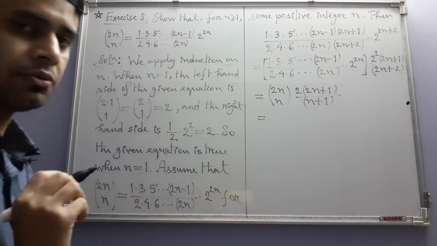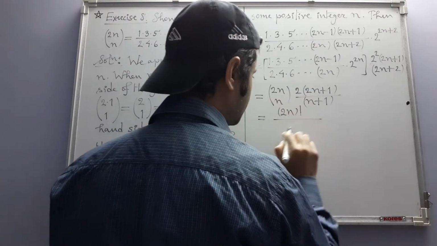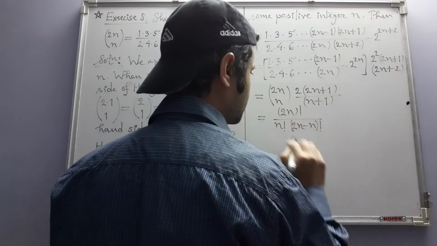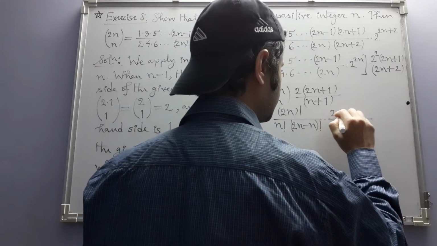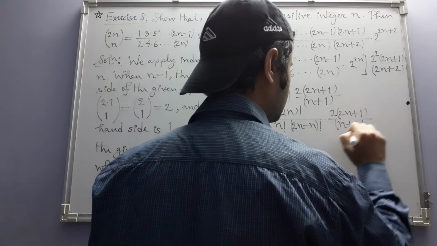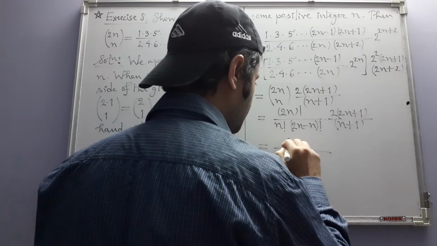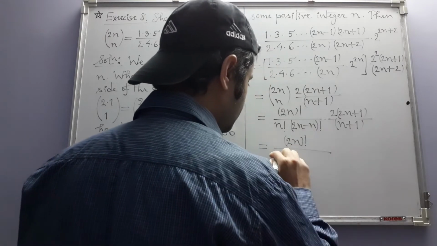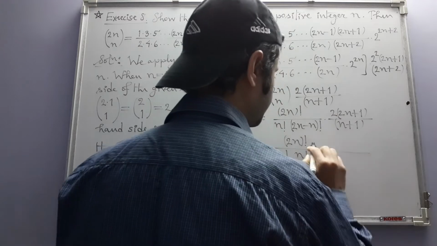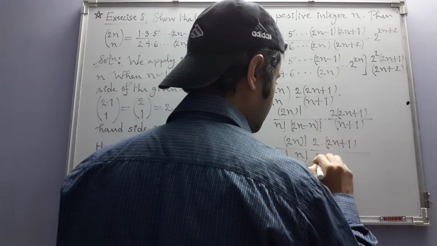Now we use the definition of this binomial coefficient. 2n factorial divided by n factorial times 2n minus n factorial, times this. Okay. Now 2n factorial divided by n factorial times n factorial. Let us write all the things together. Times 2 times 2n plus 1 divided by n plus 1.